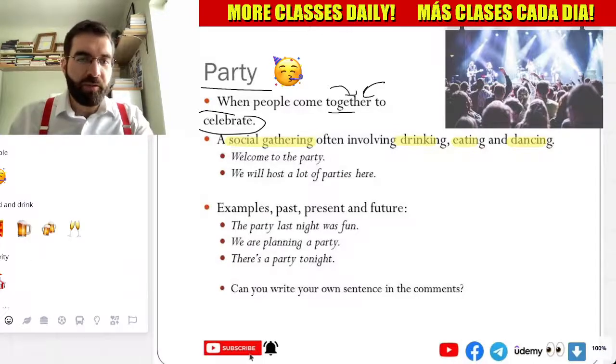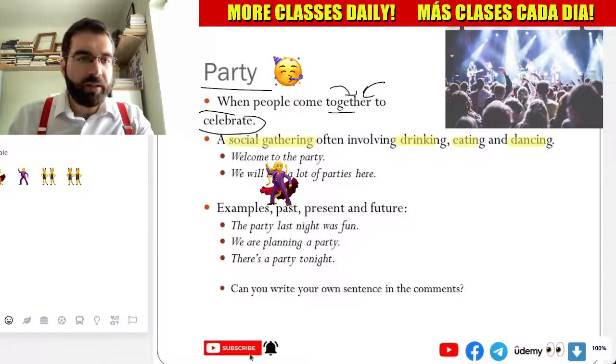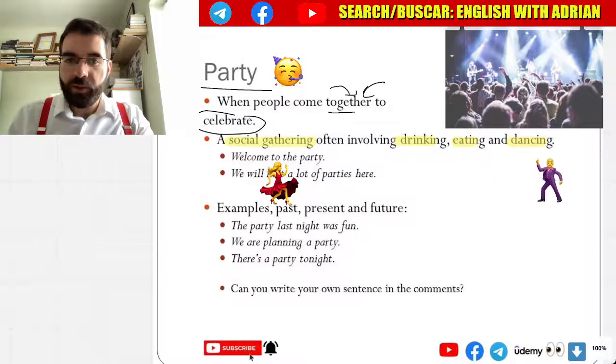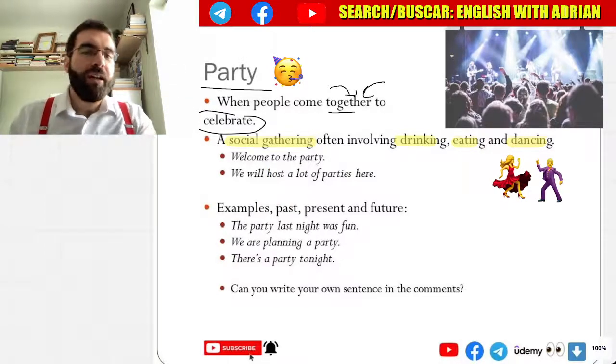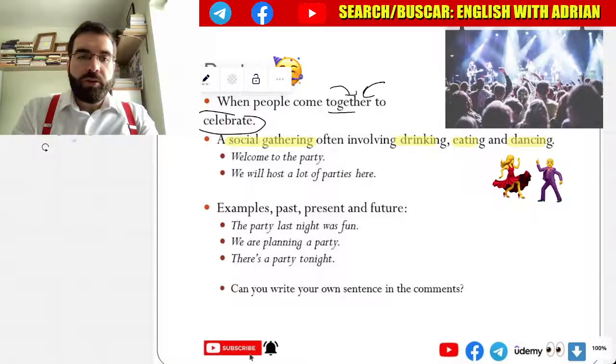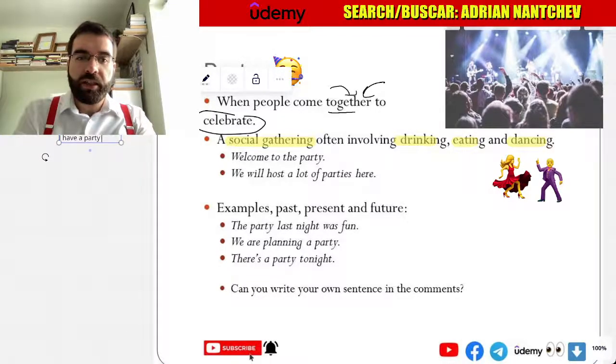Let's get an emoji of that, shall we? Dance. Here we are. Dance, yeah. Very good. How cool is that? So, I will go to the party. I have a party on Friday.